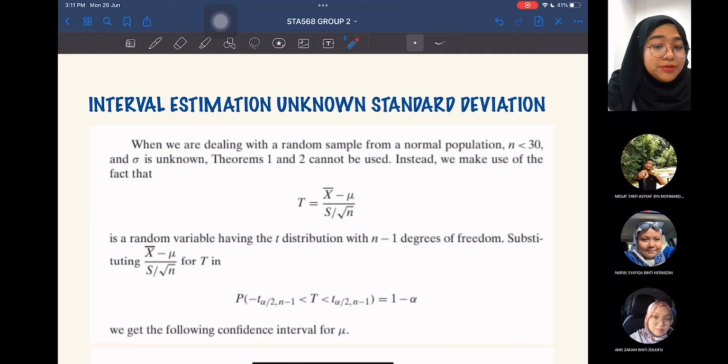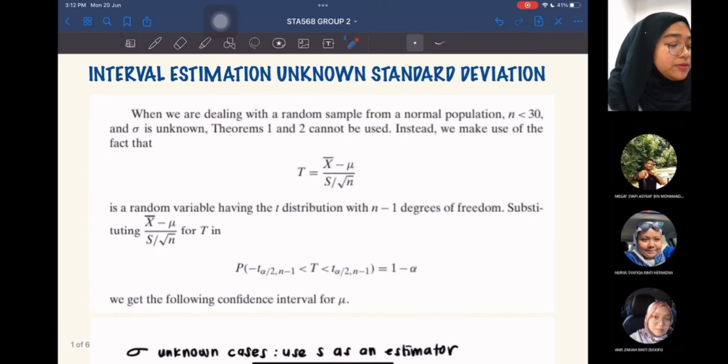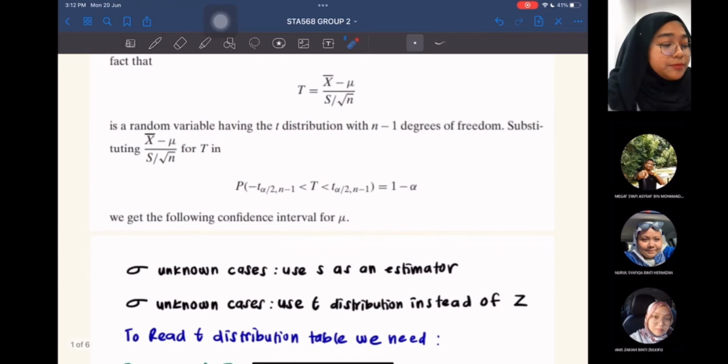We are dealing with a random sample from a normal population, n less than 30 and sigma is unknown. Case 1 and case 2 cannot be used. Instead, we make use of the fact that t equals x bar minus mu over s divided by square root of n. It's a random variable having the t distribution with n minus 1 degrees of freedom. Substitute x bar minus mu over s divided by square root of n into the probability distribution, which is this one, t. Then we will get the following confidence interval for mu.